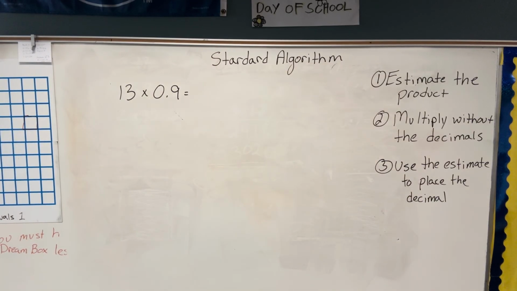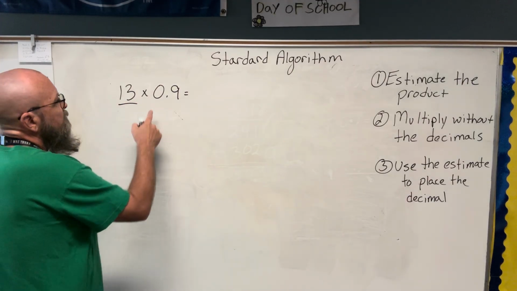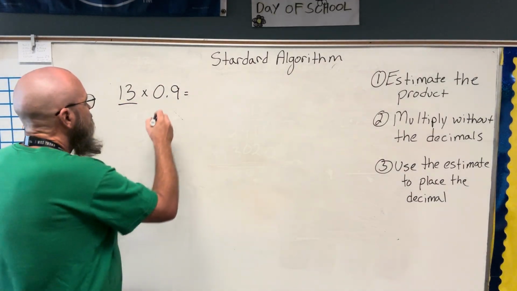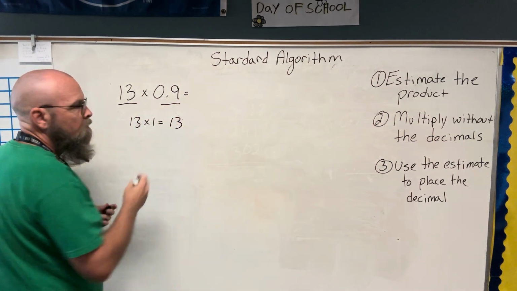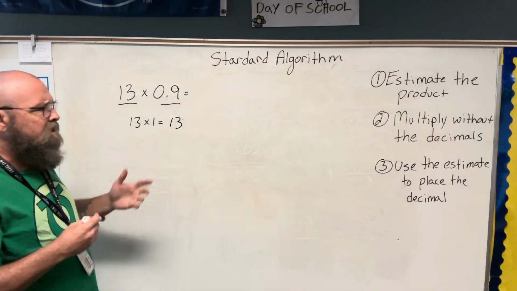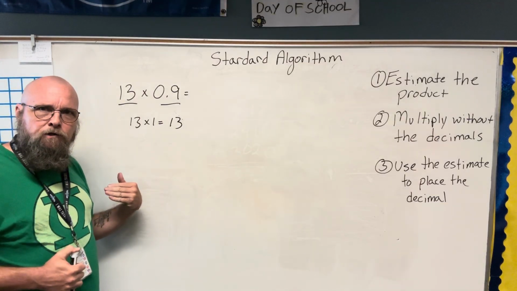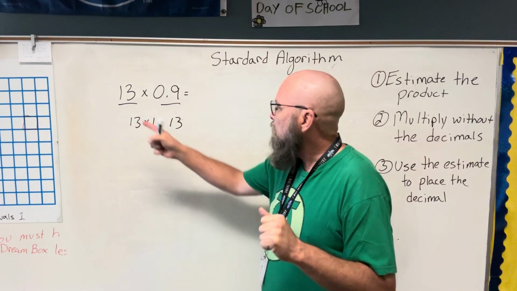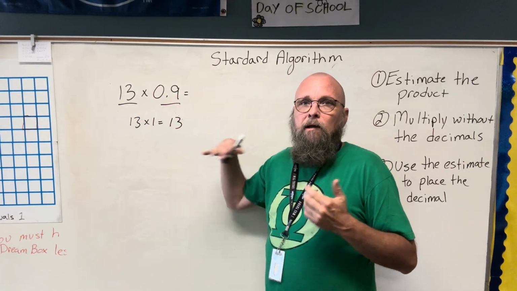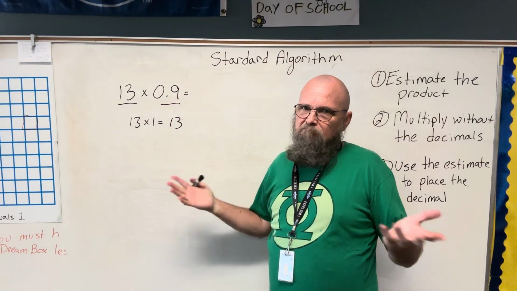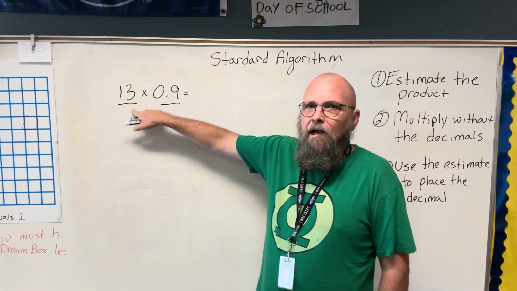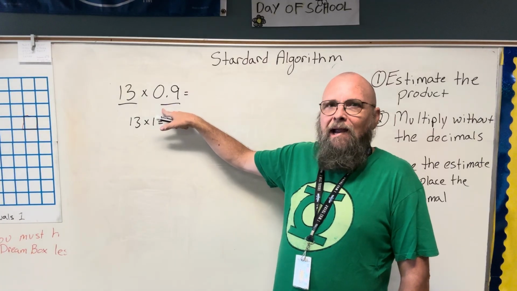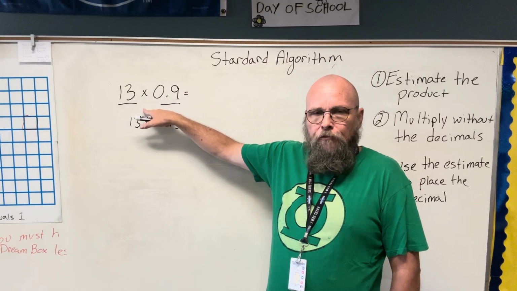We have 13 times 9/10. We're going to do our estimate. So 13 times 9/10 is close to 1. So if I say 13 times 1, my answer is going to be near 13. Is it going to be more than 13 or less than 13? Well, let's think about it. If I multiplied 13 times 1, my answer would be 13. Easy. This is less than 1. So if I'm multiplying by less than 1, my answer is going to be smaller than 13.